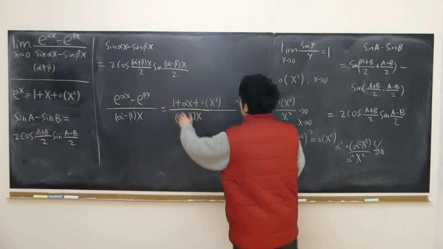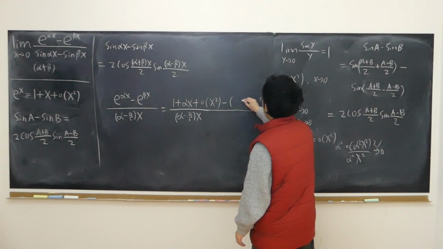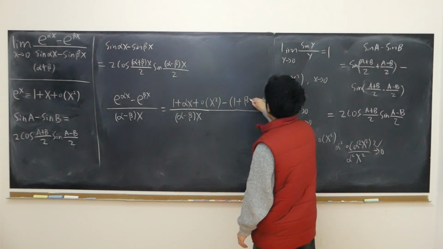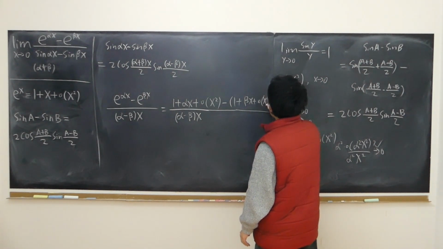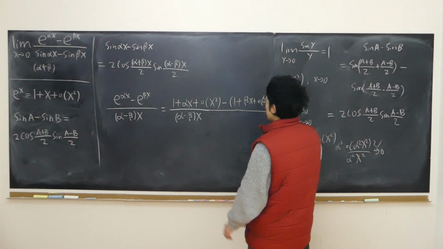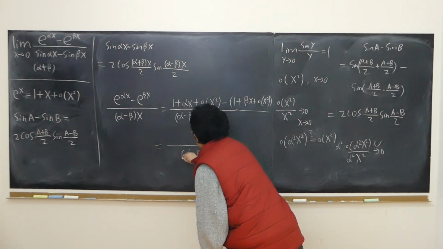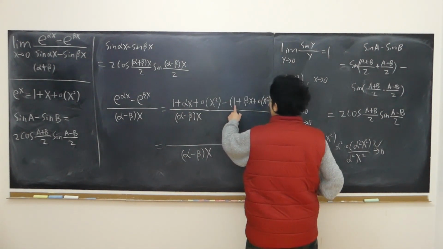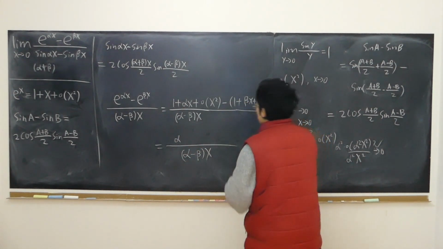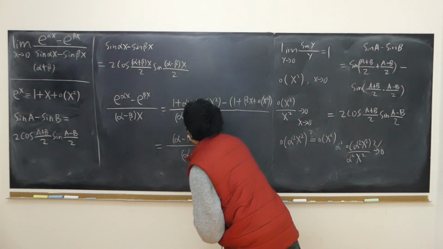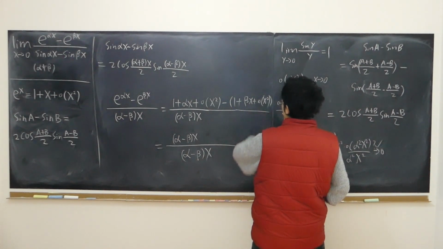Now I need to subtract the next quantity, bracket 1 plus beta x plus little omicron of x squared. Then I can just cancel out something. The 1 and 1 cancel out. I'm left with alpha x minus beta x, which is alpha minus beta, quantity x. And now I have little omicron of x squared minus little omicron of x squared.